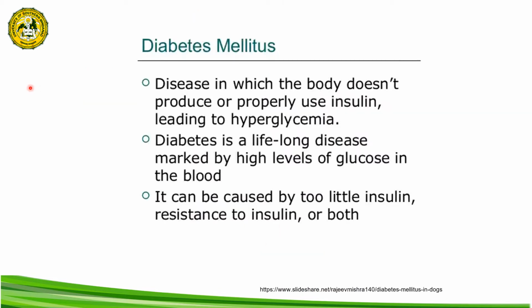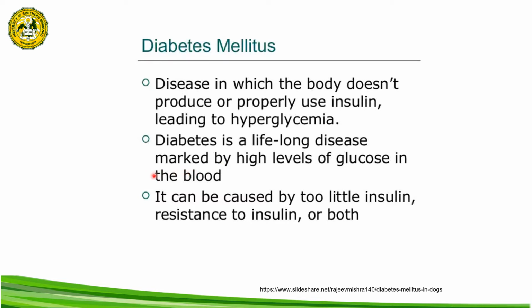Diabetes mellitus is a disease in which the body doesn't produce or properly use insulin, leading to a condition known as hyperglycemia. Diabetes is considered to be a lifelong disease marked by high levels of glucose in the blood. Once the animal has that particular disease, it is already there for life, and there is no cure for diabetes.